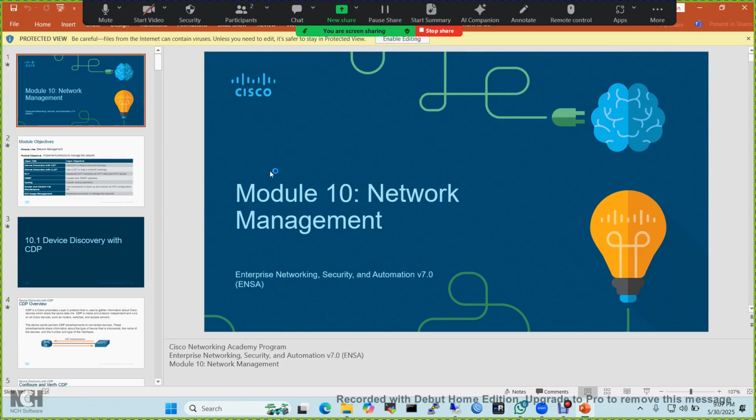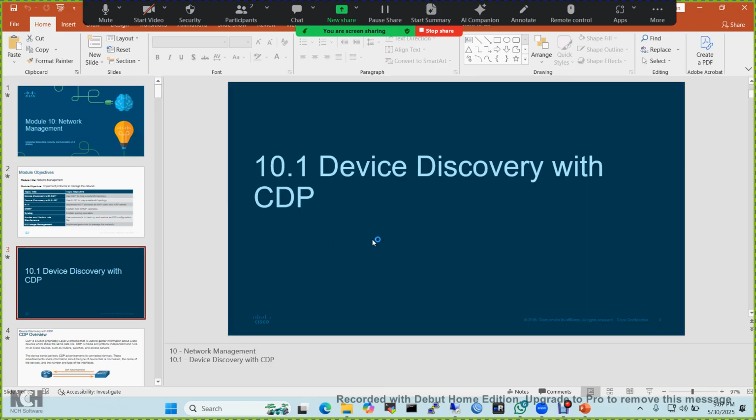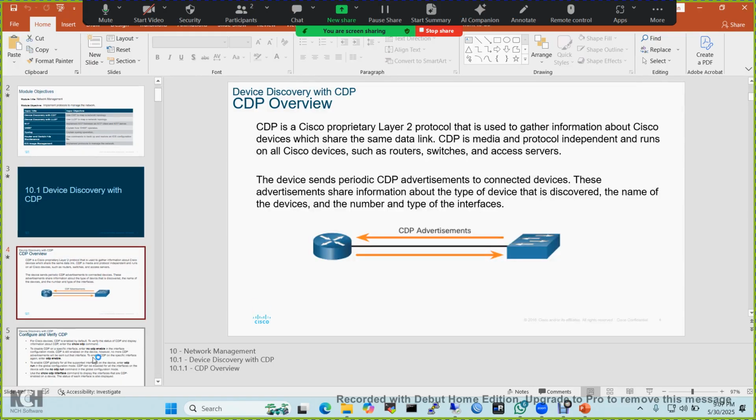LLDP and CDP are two protocols in layer 2 switches. These protocols we use for discovering the neighbors. If you have a Cisco devices network, like some switches, some routers, and you require to discover who my neighbors are, at that time these protocols are used.